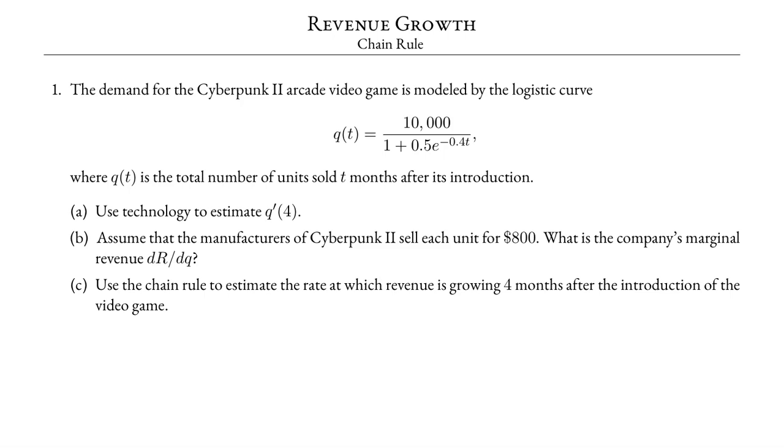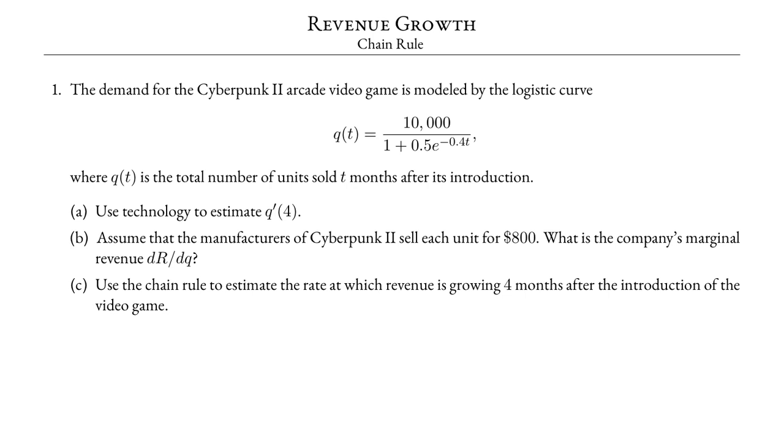The demand for the Cyberpunk arcade video game is modeled by the logistic curve Q(t) = 10,000 / (1 + 0.5e^(-0.4t)), where Q(t) is the total number of units sold t months after its introduction. In this equation, Q is a function of t. T is the independent variable. Use technology to estimate Q'(4).